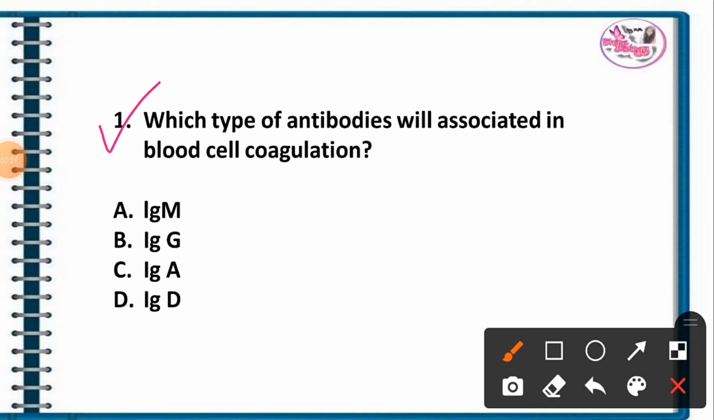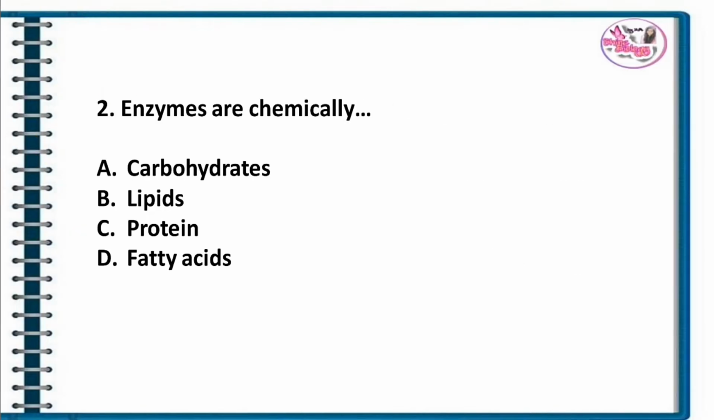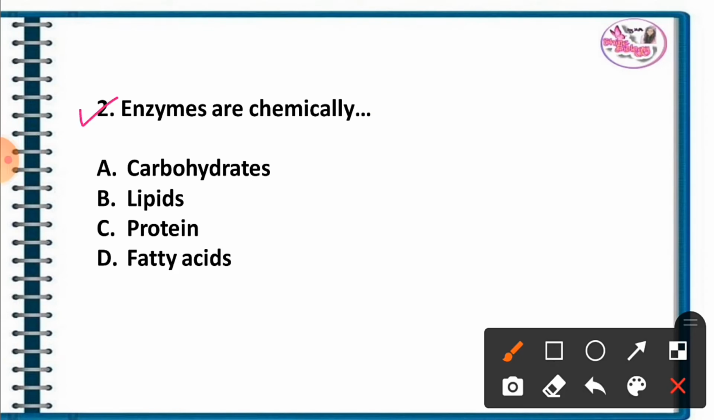Question 1. Which type of antibodies will be associated in blood coagulation? The correct answer is option A. IgM. Antibody IgM will be associated in blood cell coagulation. Question 2. Enzymes are chemically. The correct answer is option C. Protein. Enzymes are chemically protein.